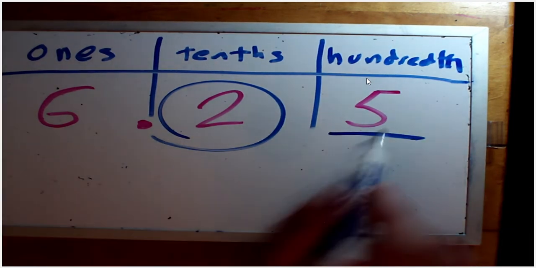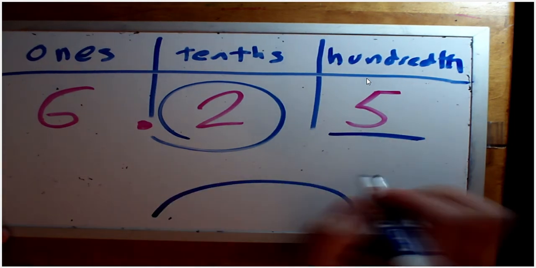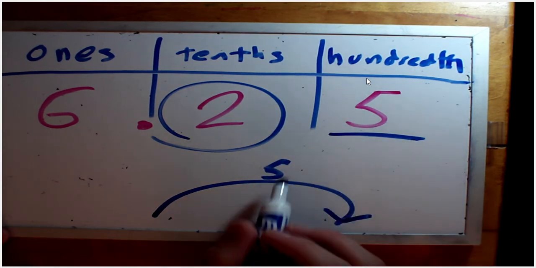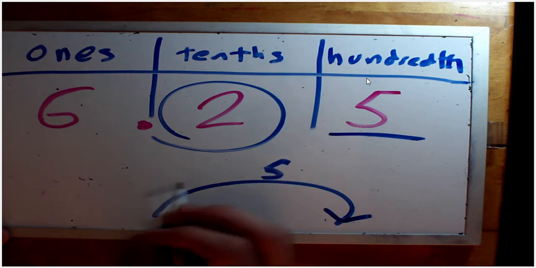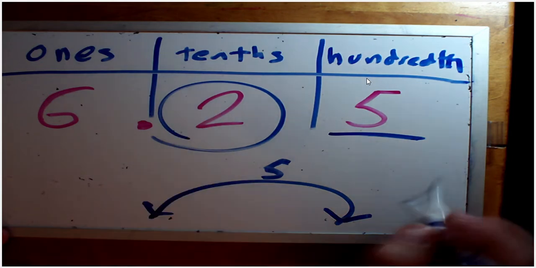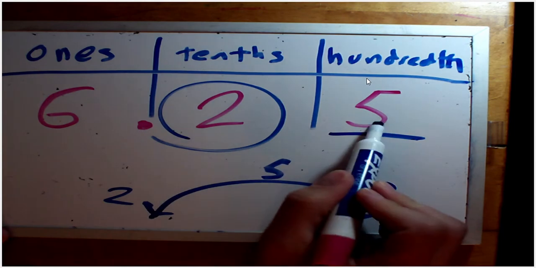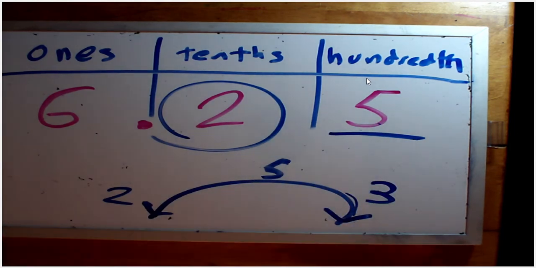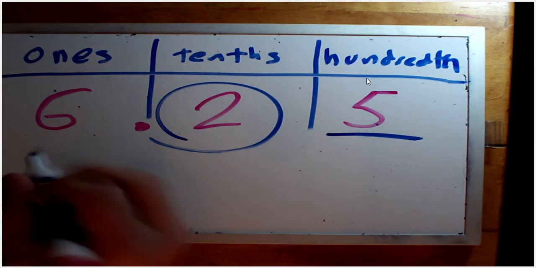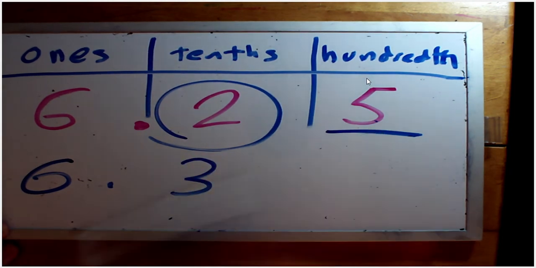So if you look at this 5 here, and remember the saying is on Rounding Mountain, 5 and above, give it a shove, 4 and below, keep it low. So are we going to shove this 2 tenths to 3 tenths, or are we going to keep it low to 2 tenths? It's a 5, so 5 and above, we give it a shove to 3. So the new number rounded would be 6 and 3 tenths. Remember, we drop that 5.